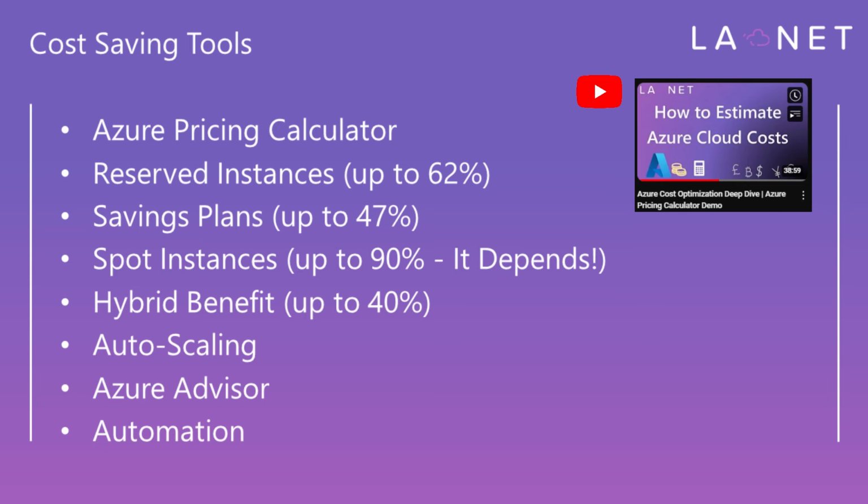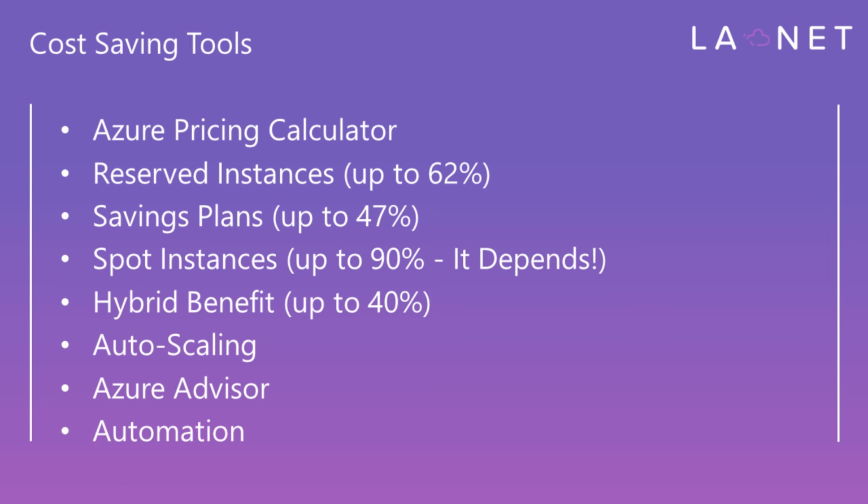So things like reserved instances. So you can reserve resource usage in Azure, and that applies to several resource types, not just VMs as well. And you can save up to 62% if you commit to like 3 years worth of that resource. You can split that out by month. I'll show you an example.